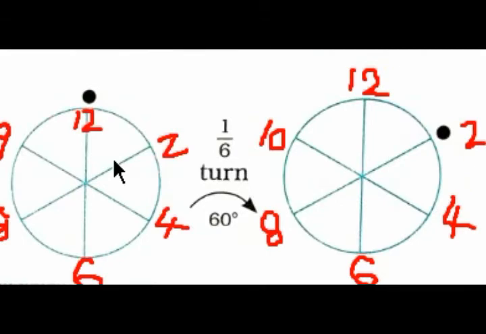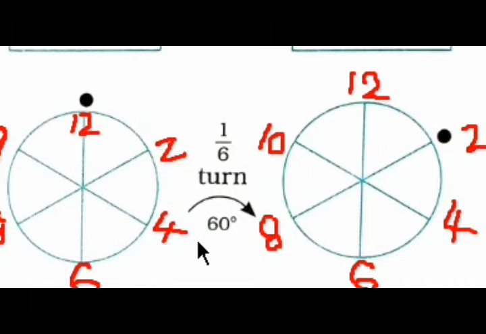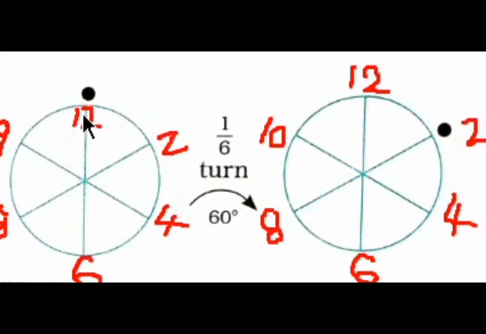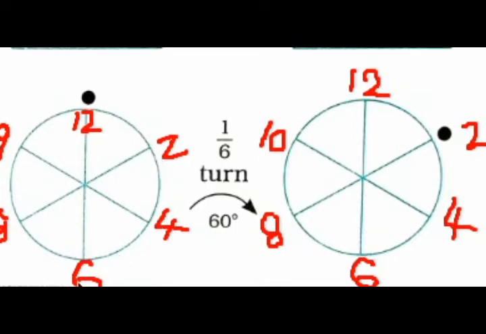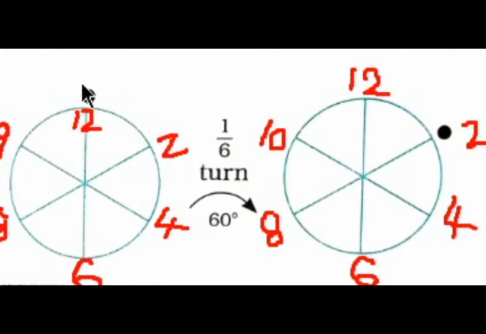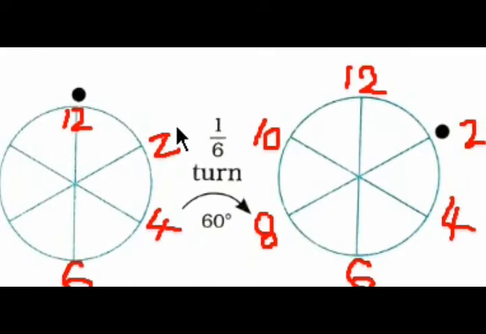And now what is 1/6 turn? How to rotate through a 1/6 turn? 1/6 turn means rotating any figure or shape 60 degrees. Suppose this is a clock. So moving from 12 to 2, 2 to 4, 4 to 6, 6 to 8, and 8 to 10, 10 to 12. So rotating from here to here is called a 1/6 turn. Here to here, 1/6 turn.